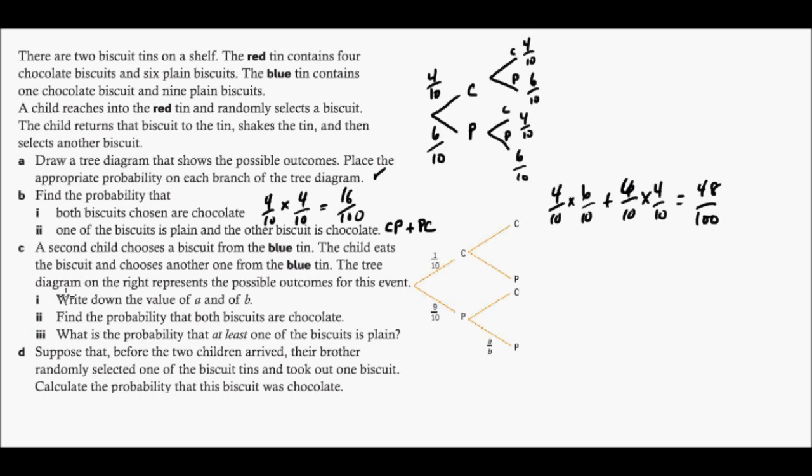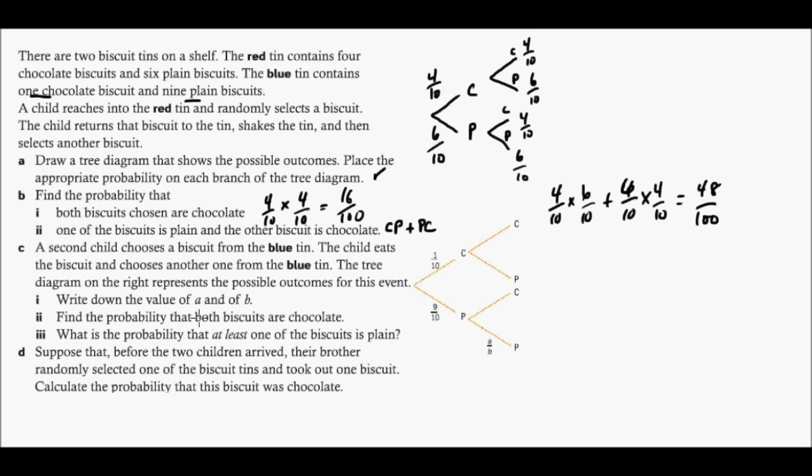Okay. Now, a second child chooses a biscuit from the blue tin. Okay, what do they have? Blue, 1 chocolate, 9 plain. Okay, no problem. The child eats the biscuit. Okay, that's more like it. They're more likely to eat it, I think. And chooses another one from the blue tin. Okay, no problem. The tree diagram represents the possible outcomes.